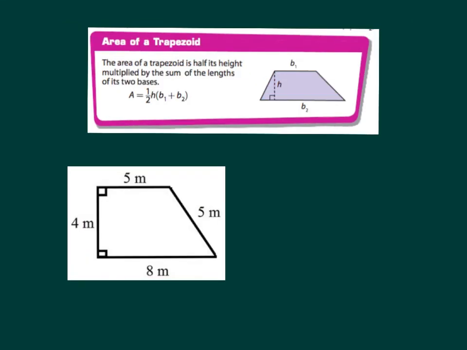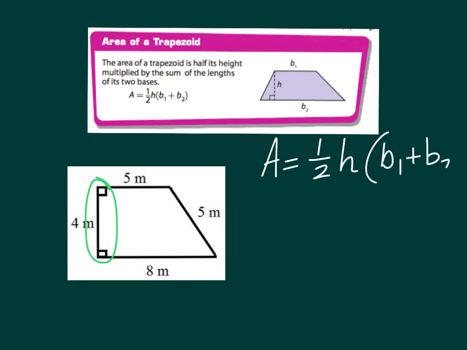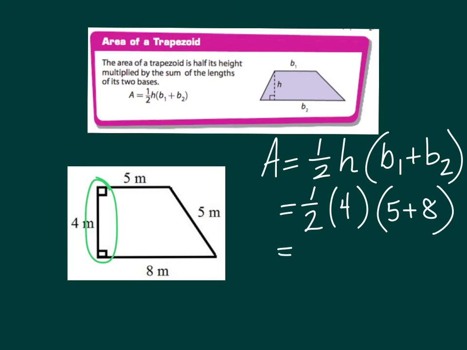Trapezoid, again, here's a different type of trapezoid where you can see one side is straight up and down. It forms some right angles, but this is still a trapezoid because it has one pair of parallel sides. So I'm going to use that formula. 1/2 height times the sum of B1 and B2, base 1 and base 2. So for this trapezoid, I'm going to insert the height, which is the 4 meters. And then base 1 and base 2, so the top and the bottom. So 5 plus 8.